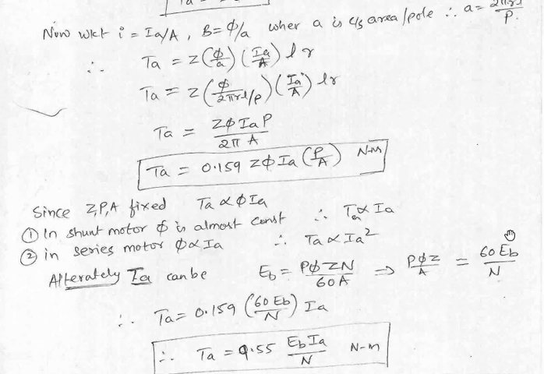And if we substitute this value where we have P phi Z divided by A, what we get is TA is equal to 0.159 into 60 EB divided by N into Ia. So we get the torque equation as TA is equal to 9.55 EB, that is back EMF, into Ia divided by N Newton meter. So which equation to be used in trying to solve the problem? It depends on what are the given parameters.